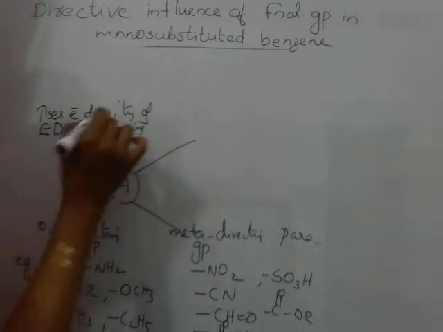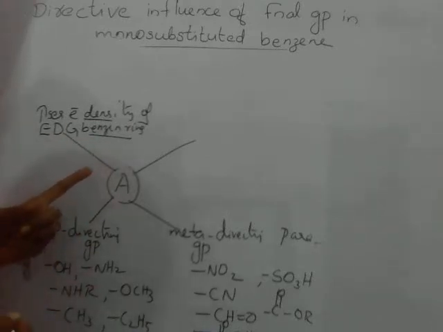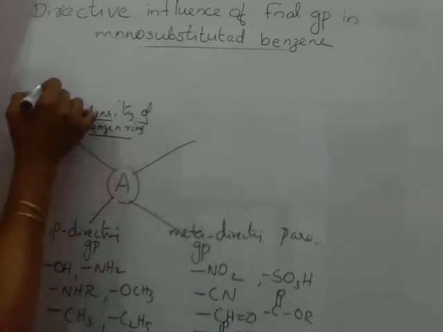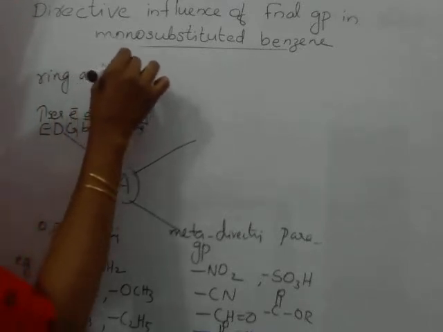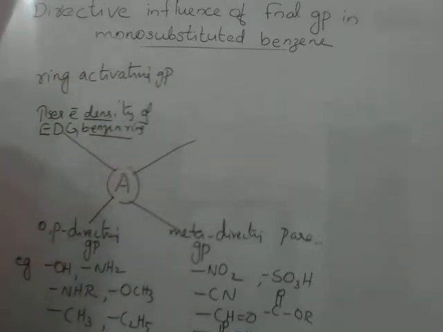So the attack of electrophile takes place more easily. If the benzene ring is more electron rich, the electrophile can attack the benzene ring more readily. Such groups are called ring activating groups. They activate the benzene ring towards the attack of electrophile. Generally, ring activating groups are ortho-para directing groups.